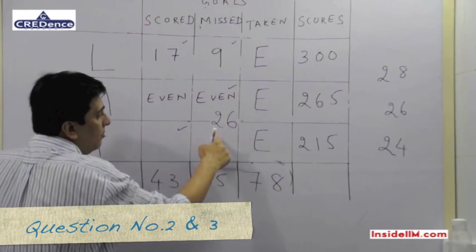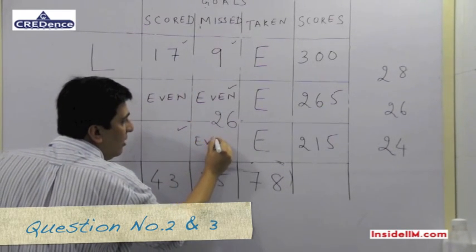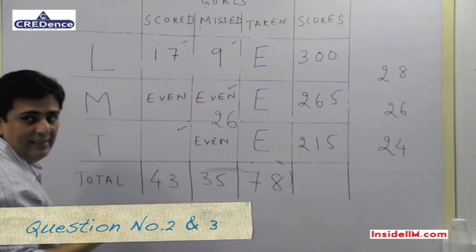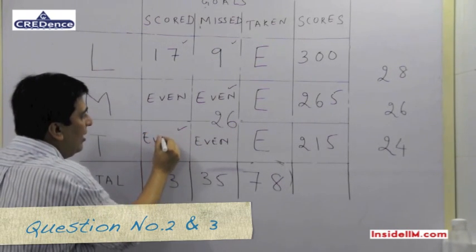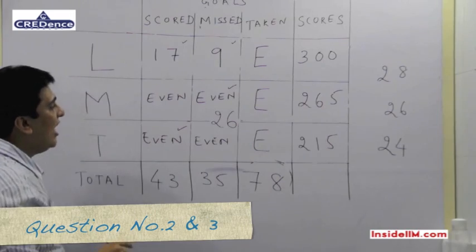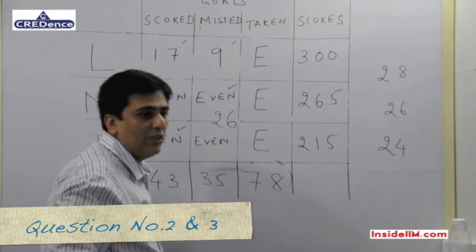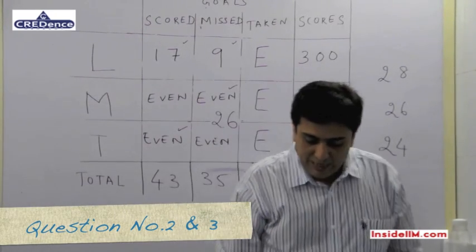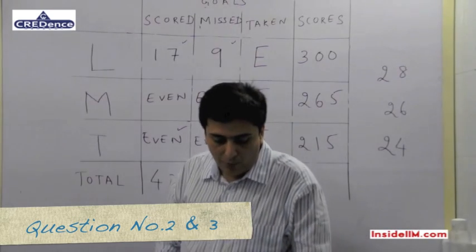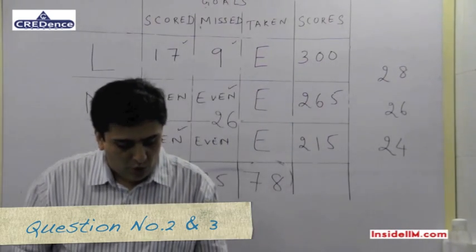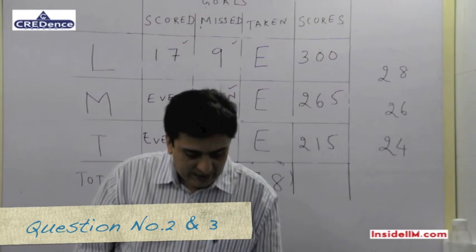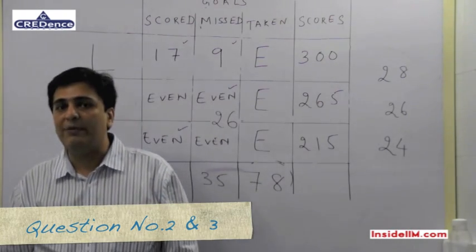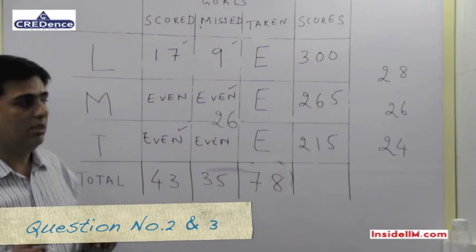This is even, so this will also have to be even because the total is 26. And since this is even, this will also have to be even. So we have established that both the answers which we are looking for, question number 2 and 3, have to be even numbers. Hence via option I have eliminated for question 2, 4th and 5th option, and for question 3 I have eliminated 2nd and 4th option. So I have eliminated all the odd options.